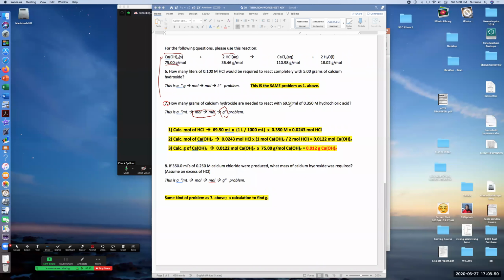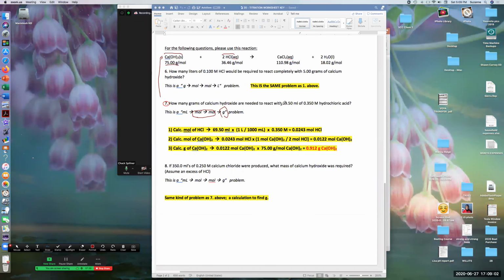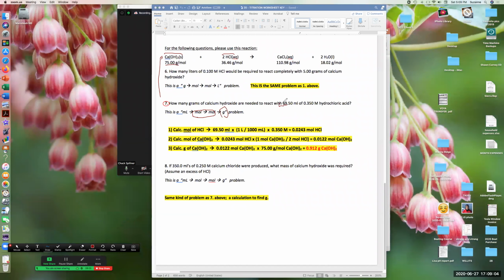So let's look at number 1, calculate the moles of HCl. We have 69.5 mils times 1 liter over 1,000 mils, or like I said before, move the decimal point 3 places. That's a quick way. You get 0.0695 liters times 0.350 molar HCl, and you get 0.0243 moles of HCl.